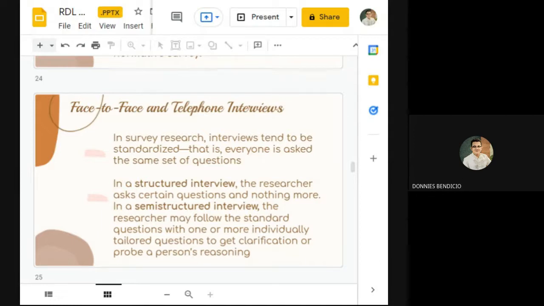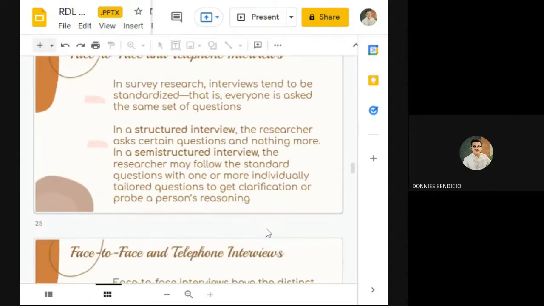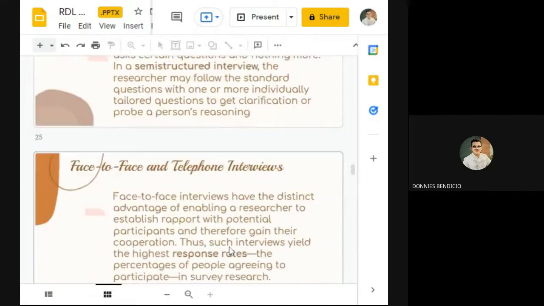Halimbawa, meron kayong standardized interview using English language. O kaya naman, meron kayong standardized script or survey questionnaire pagdating doon sa Tagalog o kaya sa Filipino language. Okay? So in a structured interview, the researcher asks certain questions and nothing more. So compared to semi-structured interview, the researcher may follow the standard questions with one or more individually tailored questions to get clarification or probe a person's reasoning. So merong mga follow-up question kapag sinasabi natin na semi-structured interview. Pero, again, there is a structured questions or merong standardized question that we have to ask the respondents.